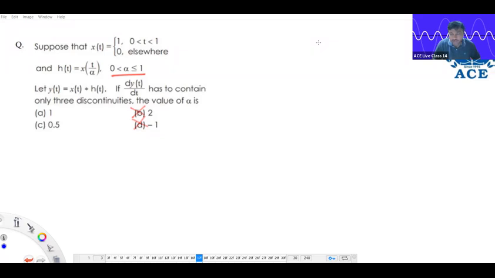Everyone try to draw the output graph, sir. Then you will decide what is alpha. We solved this problem already. It is not a new question.